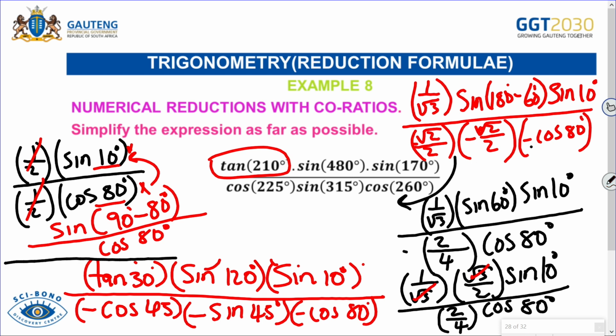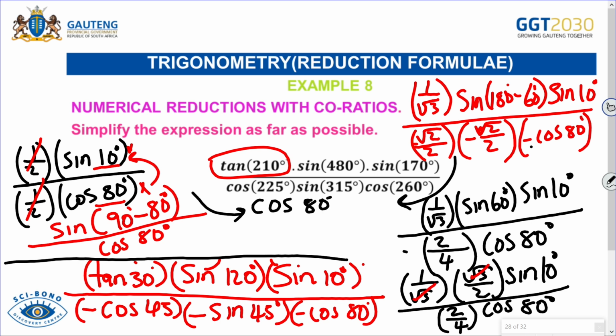Okay, let me just create a little bit of space. So from here, let's write this side. Okay, so 90 minus an angle, we said it's in the first quadrant. And in the first quadrant, sine is going to be positive, right? So it means you'll be left with positive cos of 80 degrees.